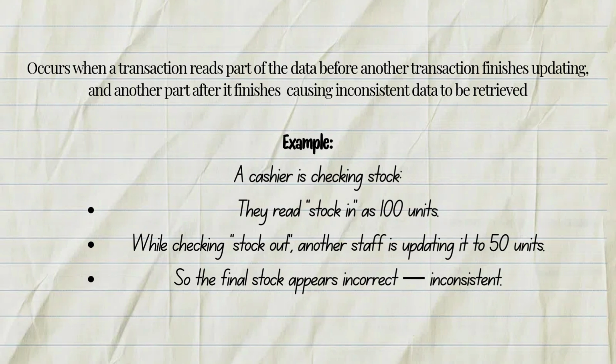For example, a cashier is checking stock. They read stock in as 100 units. While checking stock out, another staff is updating it to 50 units. So the final stock appears incorrect, inconsistent.